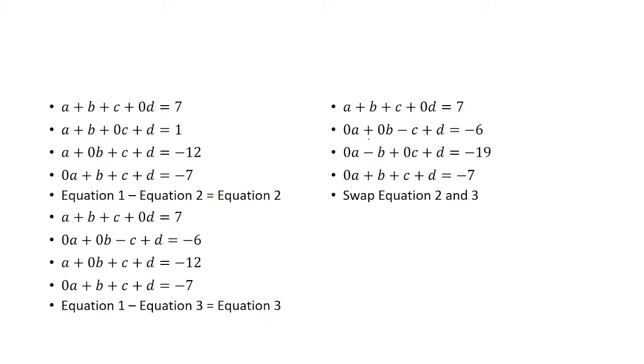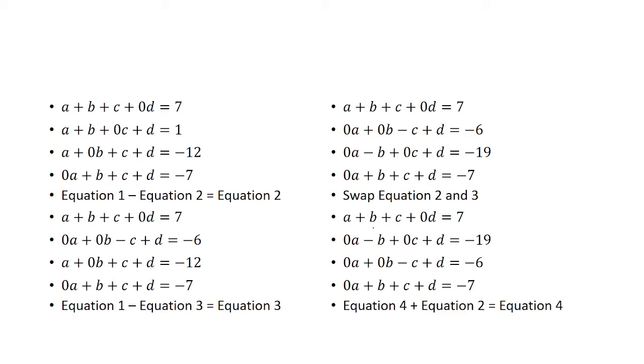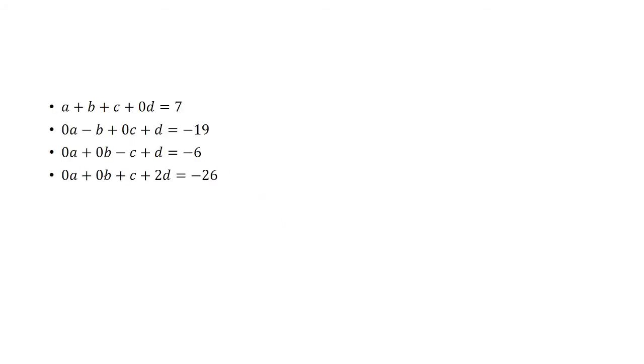We're going to swap rows 2 and 3, and the idea is that the third row has 1 zero in front of b, and the second equation has 2 zeros in front of c. And now we're going to add equation 4 with equation 2 to get our new equation 4. And so when we add these, the b's are going to cancel. And so we get 0a plus 0b plus c plus 2d is negative 26.